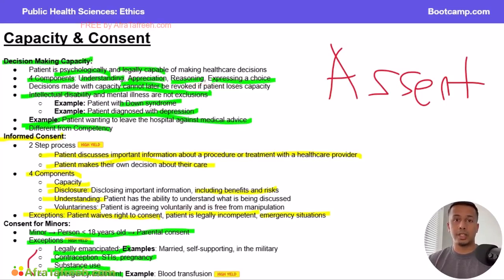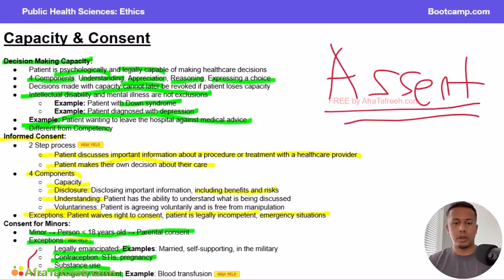Yes, you need to get consent from their parents, but you definitely need to get assent from that patient before you stick a needle in their body. Okay, so that's also an important thing to know.